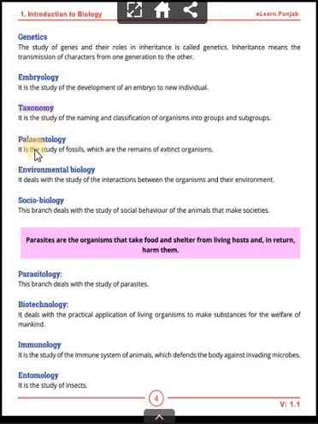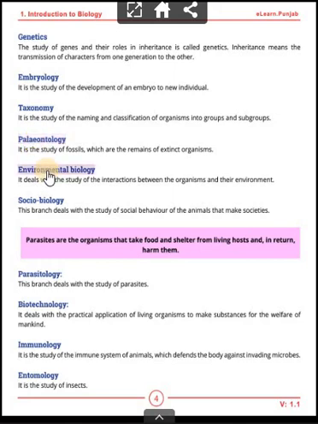After that, the next branch is paleontology. It is about the study of fossils, which are actually the remains of extinct organisms, meaning those organisms which are not present now. For example, the dinosaurs: if we have to study them, obviously we can study through their fossils. So the study of fossils is called paleontology.